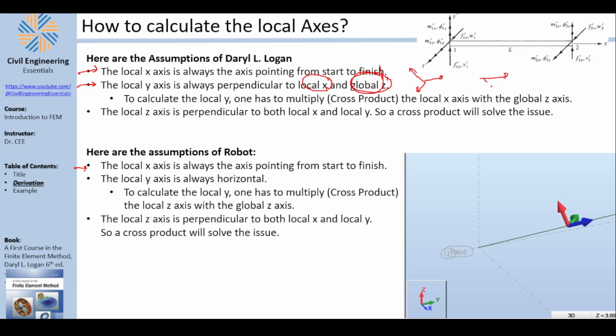If you have 2 vectors and you cross-product them, you get a third vector that is perpendicular to both. So if I say it's perpendicular to local x and global z, to find the local y, all I have to do is to cross-product x and z. It's different than Robot, and you can see the difference here. The local z-axis, well, you have local x and local y, so the local z-axis is perpendicular to both, so cross-product them and you get your local z.